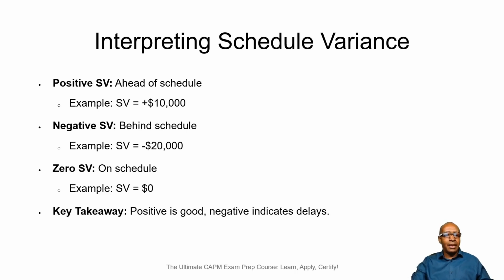Positive SV, ahead of schedule. Negative SV, behind schedule. Zero SV, on schedule. So if SV is equal to 0, it is on schedule. The key takeaway: positive is good, negative indicates delays. So that is what we can interpret from our schedule variance track.